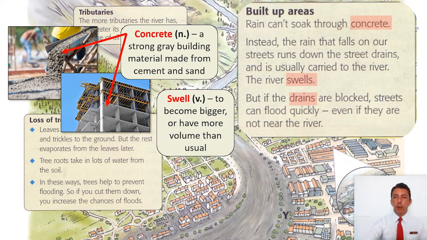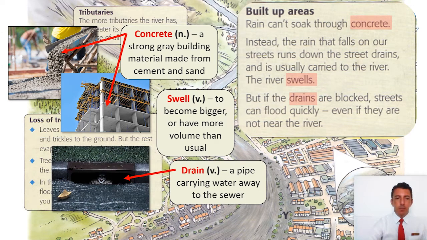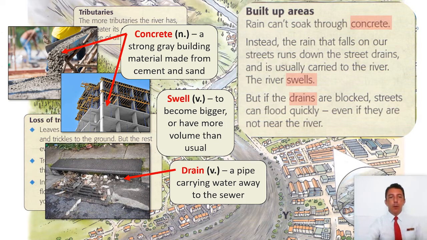But if the drains are blocked, streets can flood quickly, even if they are not near the river. A drain is the pipe that will carry the water away. Here is a blocked drain. This is a common situation I see in the streets here. The drains get blocked with garbage, so when it rains heavily, it cannot drain away. Instead, the street will flood.